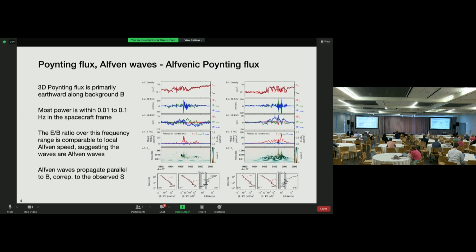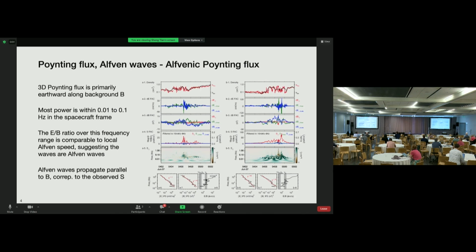And if we look at the E/B ratio, again calculated from the E and B field measurements, it's shown in this panel down here. The black line is the E/B ratio of the wave. And in this range, I've shaded the estimated Alfvén speed, also from local measurement.